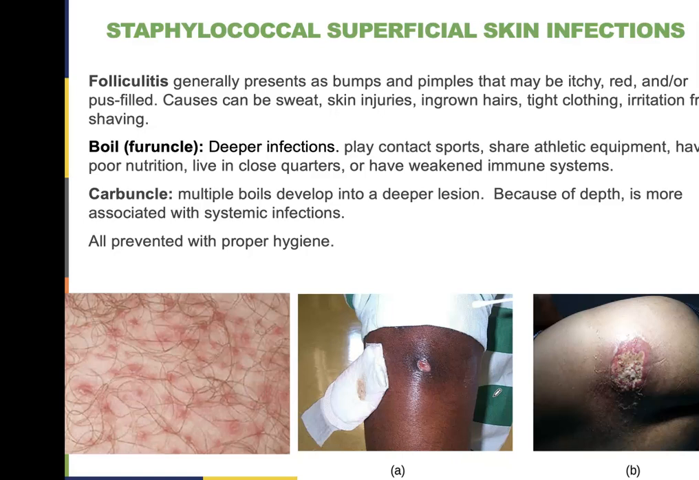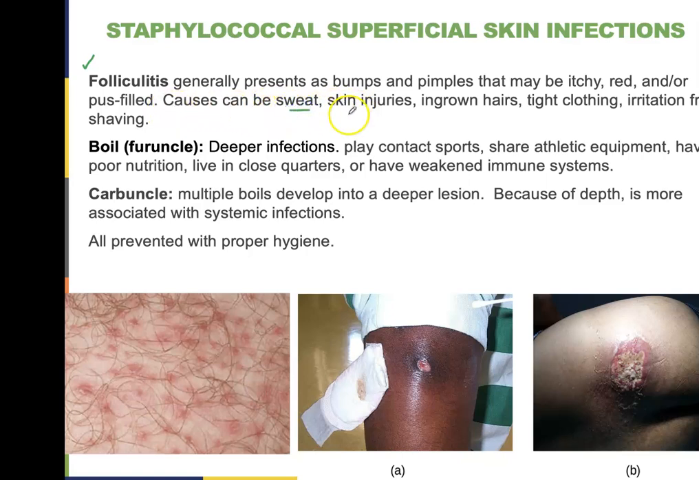And this is one of our staph infections. This is going to be a superficial one. So when we say superficial, we're talking about epidermis and very shallow dermis. So we have folliculitis. This is a picture of folliculitis, which you can imagine is infection of the hair follicles. They're going to present as bumps and pimples, and actually acne is a form of folliculitis because that bacteria gets into your hair follicles. And the causes of folliculitis can be many, right?